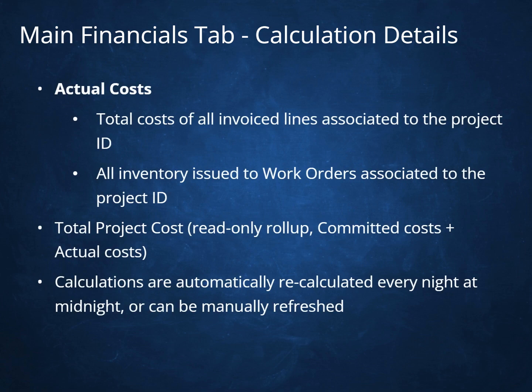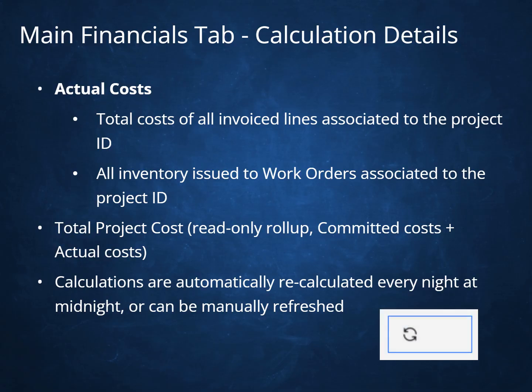Actual costs: total costs of all invoiced lines associated to the project ID, plus all inventory issued to work orders associated to the project ID. Total project cost is a read-only roll-up: committed costs plus actual costs. Calculations are automatically recalculated every night at midnight, or can be manually refreshed.